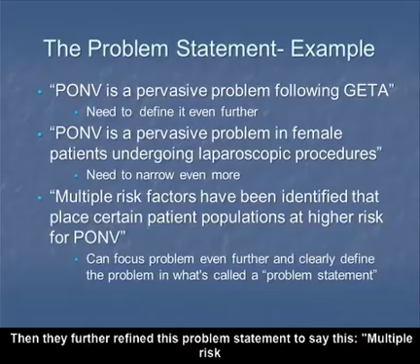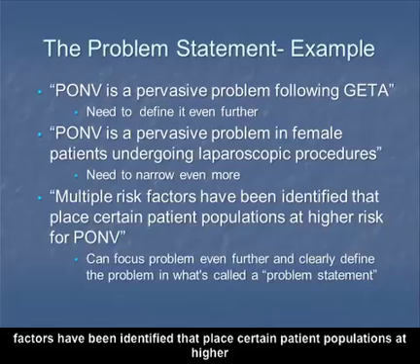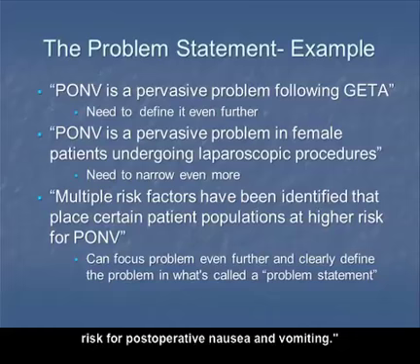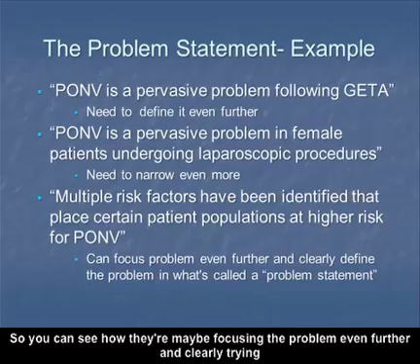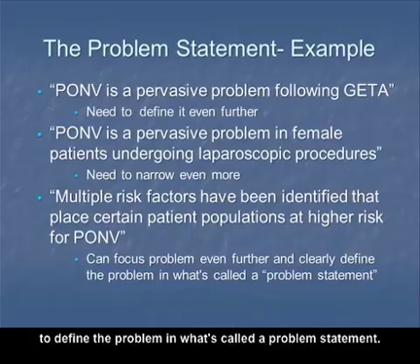And then they further refine this problem statement to say this, that multiple risk factors have been identified that place certain patient populations at higher risk for postoperative nausea and vomiting. So you can see how they're maybe focusing the problem even further and clearly trying to define the problem in what's called a problem statement.